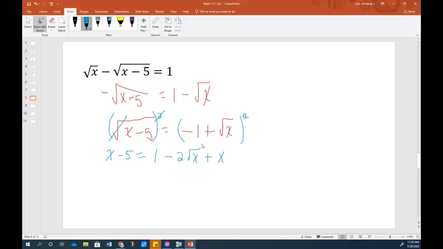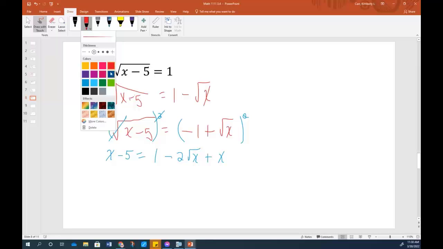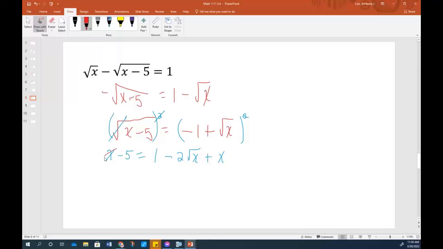Now I still have a radical. So what I need to do is get this radical all by itself. Before I do that, though, I can't combine like terms. If I subtract x from both sides, that's kind of beautiful because the x on the left cancels with the x on the right. And I can subtract 1 from both sides, and that will give me negative 6 equals negative 2 root x.